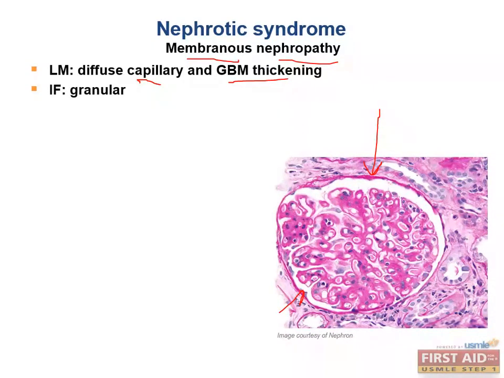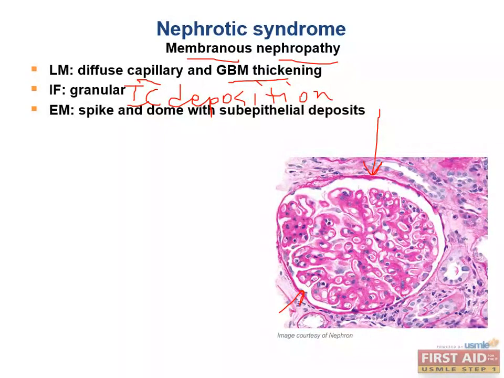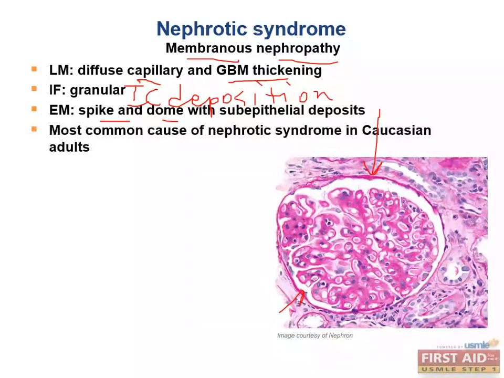Now, on immunofluorescence, there's going to be a granular pattern due to immune complex deposition. Remember that an immune complex is an antibody and its antigen bound together. And on electron microscopy, we'll get a spike and dome appearance with subepithelial deposits. Membranous nephropathy is the most common cause of nephrotic syndrome in Caucasian adults.